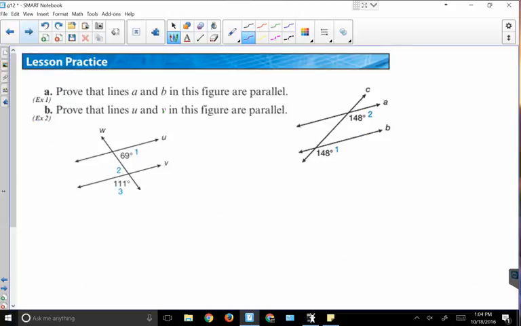So, what I am going to do is I am going to give you a minute, and I want you to do A first. A.